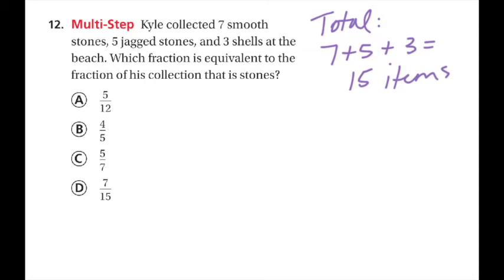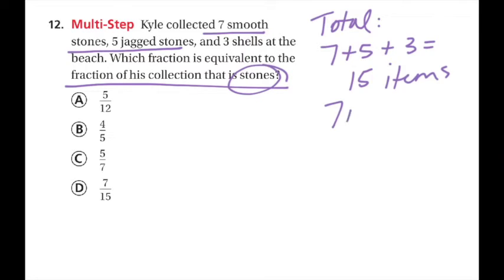So now we're looking for something equivalent to the fraction of stones he has. Stones. They don't say smooth or jagged stones, so I guess they want all of them. So he has 7 smooth and 5 jagged stones. So he has 7 plus 5 stones, which equals 12 stones.